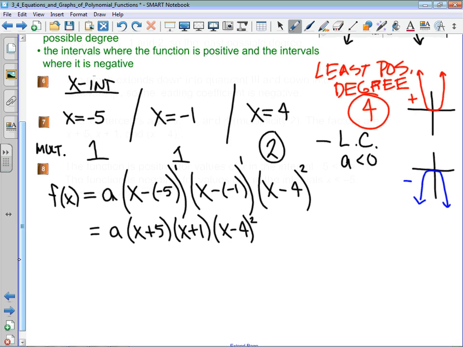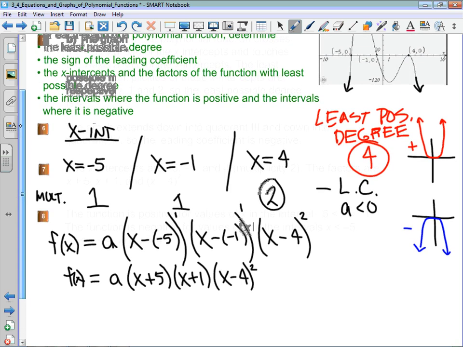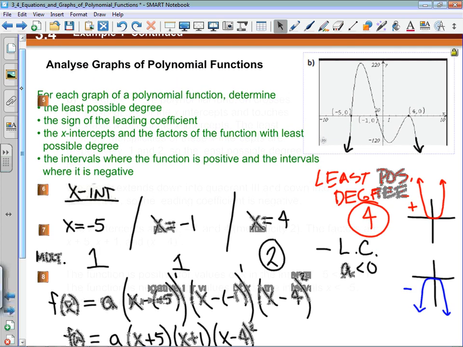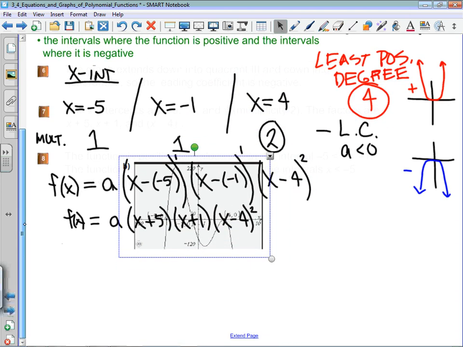All right, what we need to do now is we've actually done some of this, right? We've written the x-intercepts and the factors of the function with the least possible degree. We know that's good. Finally, we need to list the intervals where the function is positive and the intervals where it's negative. I don't know if I can move this graph. Oh, it's locked. I'm just going to move it so we can see that. I'd like to show the concept that you don't have to write the number line every time, but it is beneficial to think about what those intervals are.